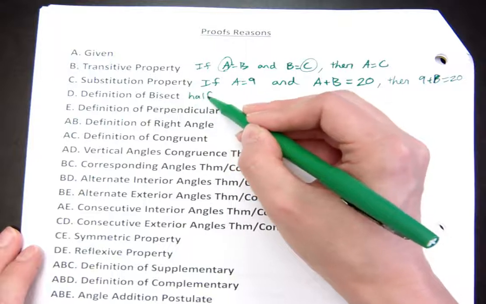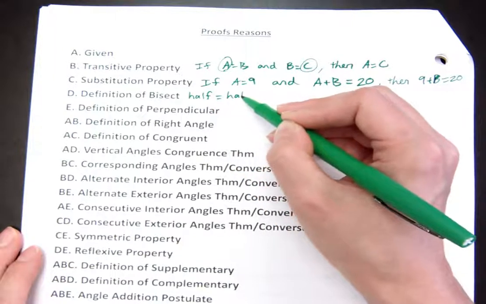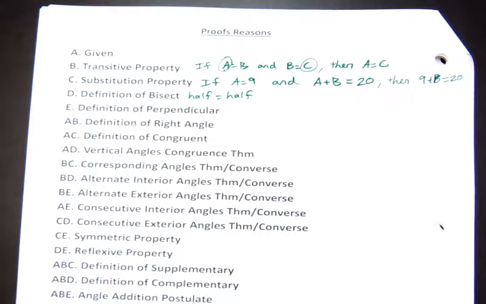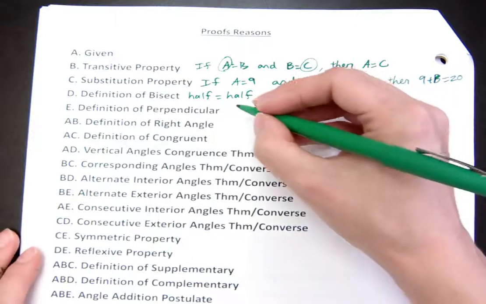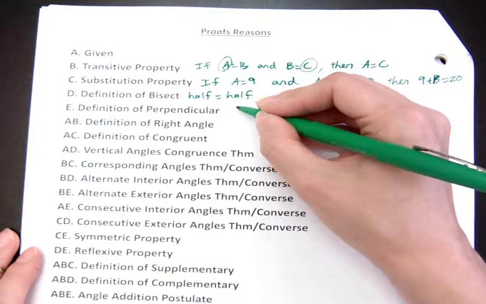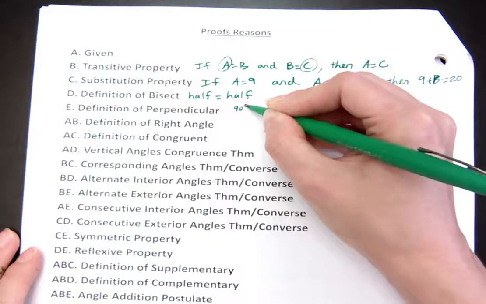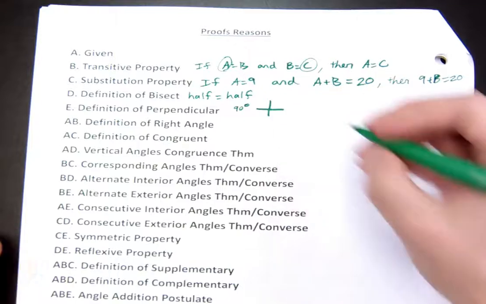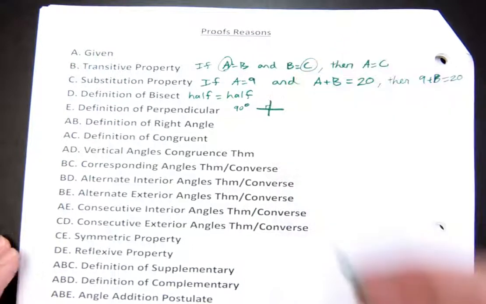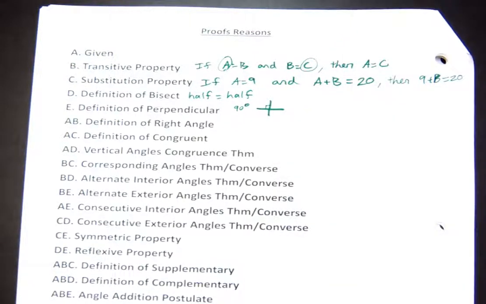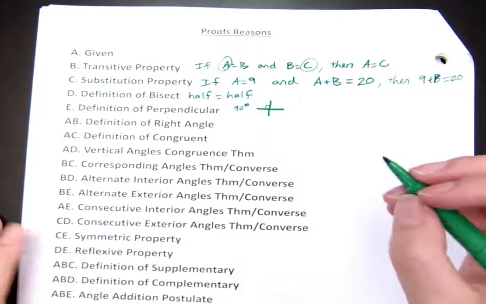All right, what does bisect mean? Yeah, so that means one half equals the other half. What does perpendicular mean? Perpendicular means 90-degree angles, right? It means that the lines meet at a 90-degree angle. Is that new to you guys? No. Okay. So we didn't use that last unit, but you all know what perpendicular means.